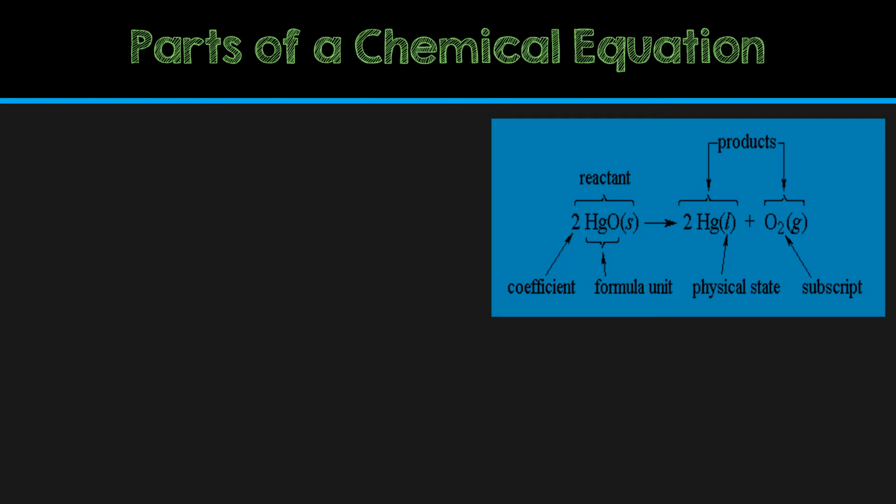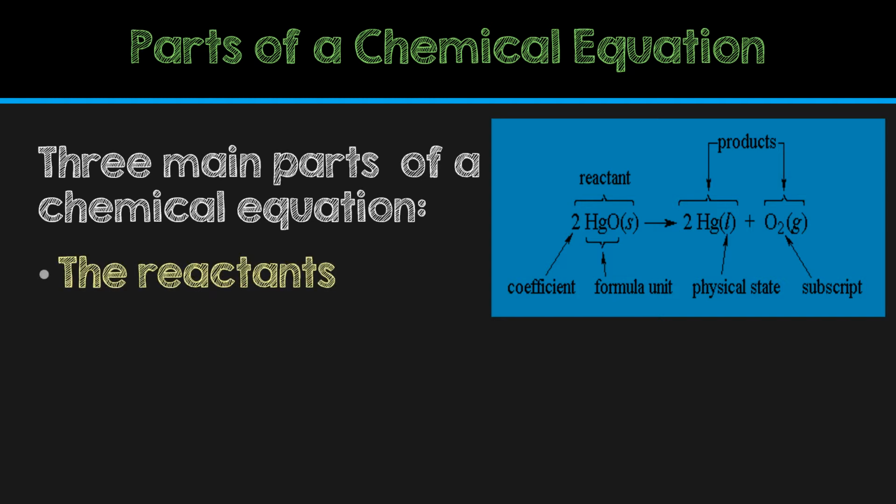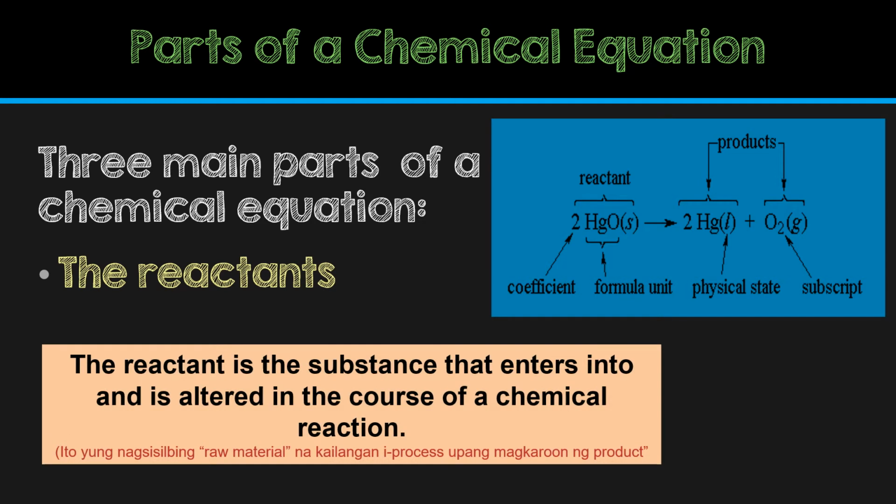The chemical reaction is easily understood if we are going to use a chemical equation to represent what happens in a specific reaction. As shown here in the screen, we have an example of chemical equation inside the blue box, including the name of its parts. The first part of the chemical equation is the reactant. The reactant is the substance that enters into and is altered in the course of a chemical reaction.